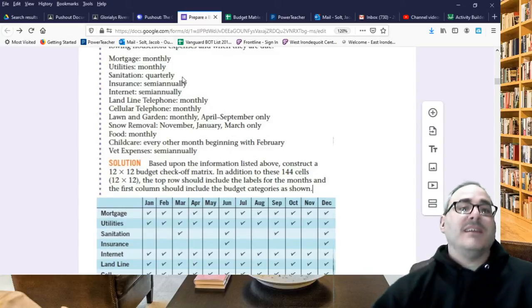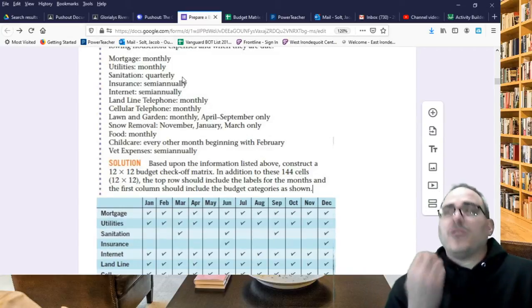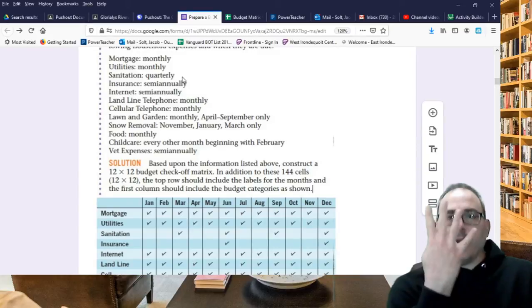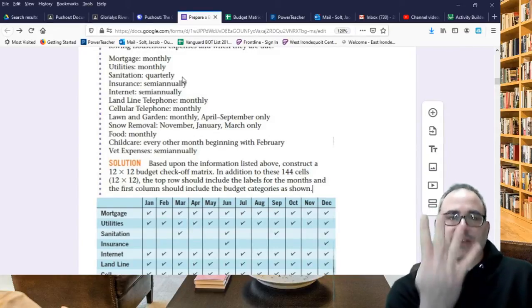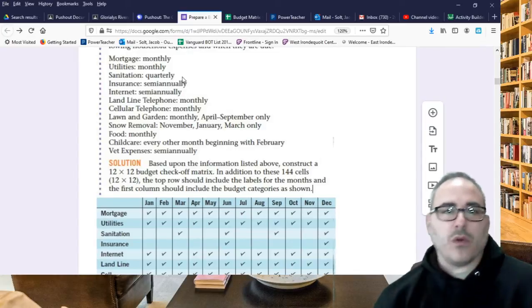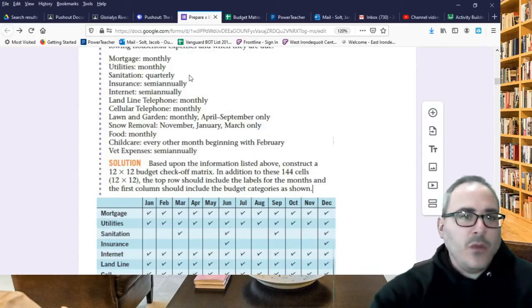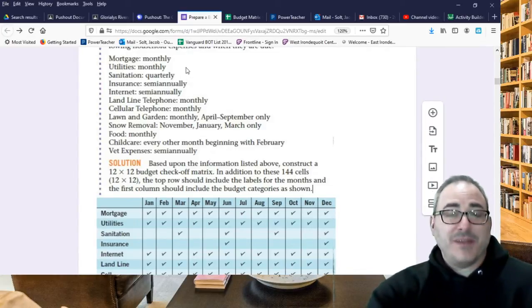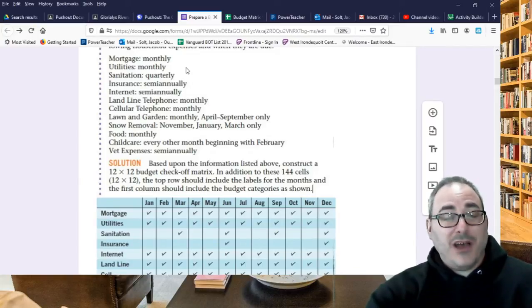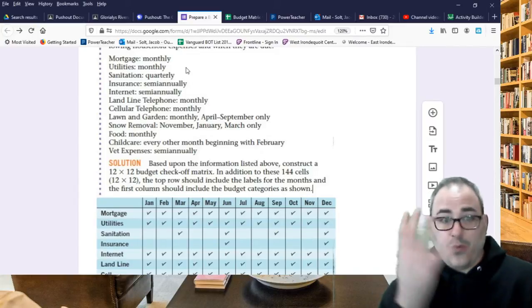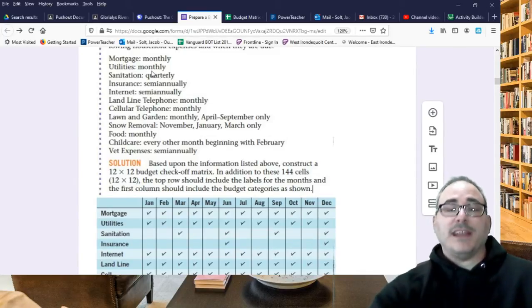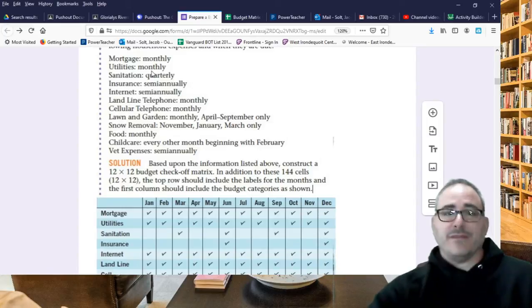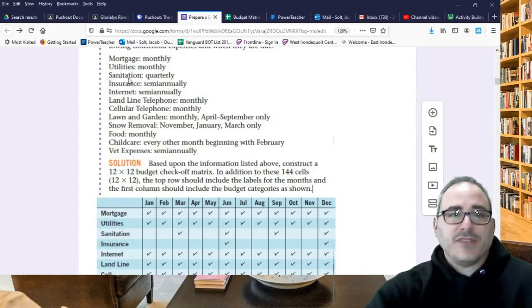What does quarterly mean? What does quarter mean? How many quarters are in a dollar, right? There are 4 quarters in a dollar. Quarterly means 4 times every year, every quarter of a year. There are 12 months in a year, right? 12 divided by 4 is 3. That means if you're paying quarterly, you're paying every 3 months. All right, every 3 months, you're paying for sanitation.